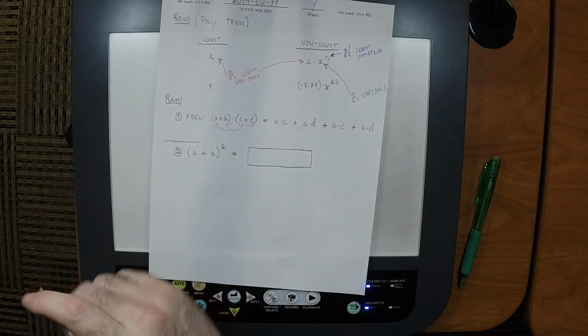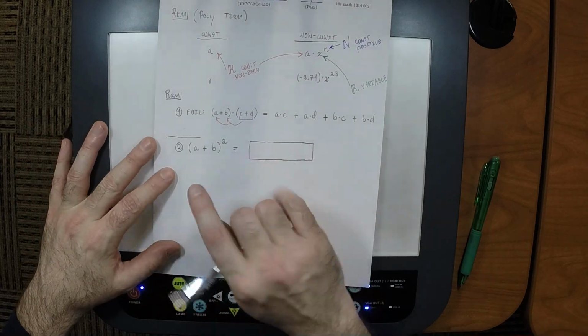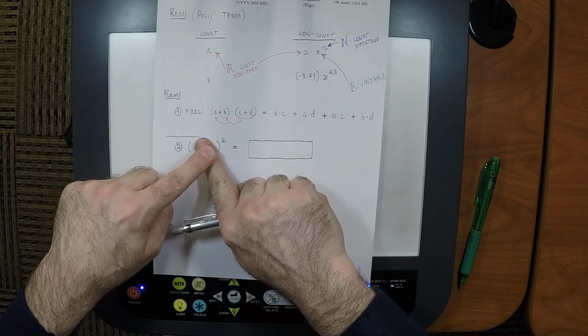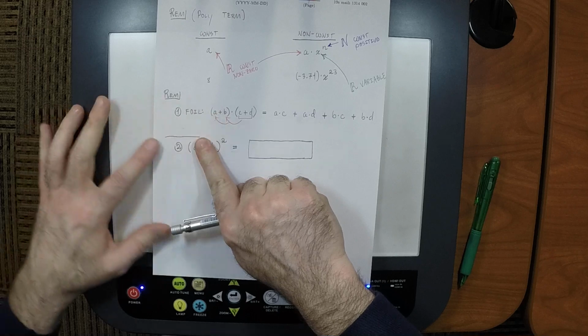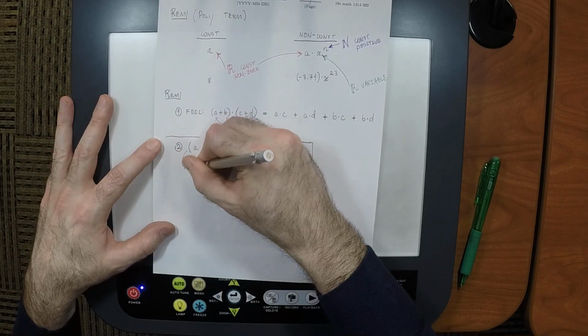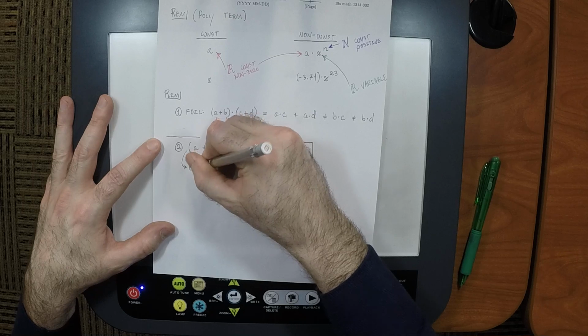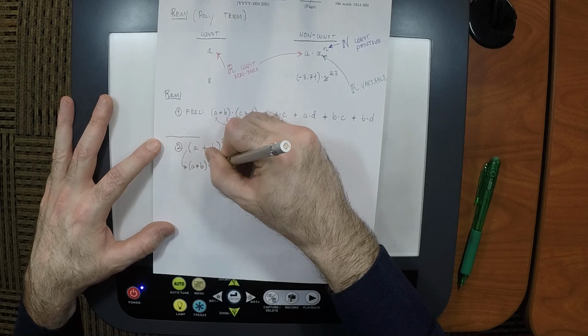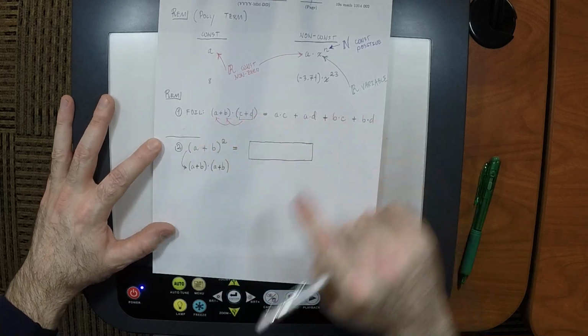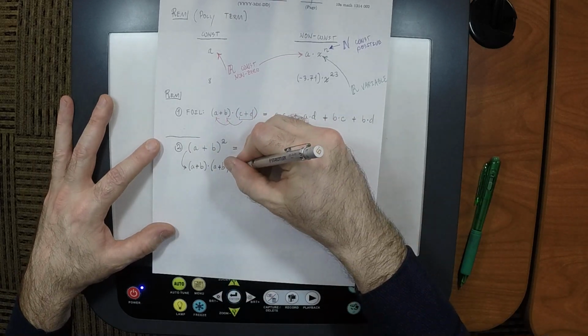So I agree entirely with what you said, that this is really just, because it's squared, it's saying make 2 copies of this thing and multiply them, and it'll be an instance of FOIL. So A plus B multiply A plus B. And so now it's just like that. So now we use FOIL.